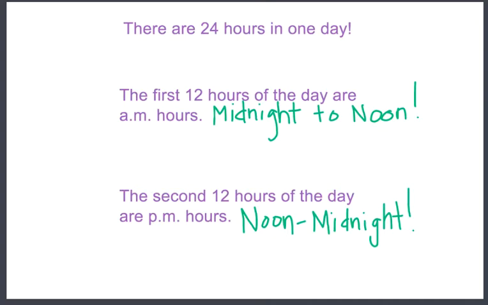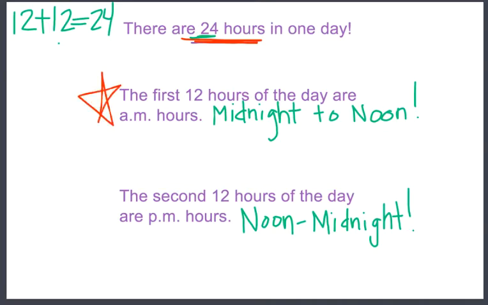So there are 24 hours in one day, and we break up those 24 hours. How do we do that? We break them right in half. Now, I know you know your doubles facts, so if you look, 12 plus 12, that's a doubles fact. What does that equal? 24. 12 plus 12 equals 24. So we break our days up into two 12-hour chunks, AM and PM.